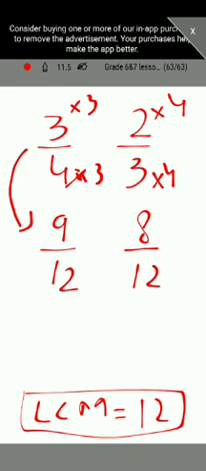Now we can compare the fractions by their numerators. Since the denominators are the same now, in both fractions, we can compare the numerators 9 and 8. We know that 9 is bigger than 8, so we can write that 9/12 is bigger than 8/12, right?